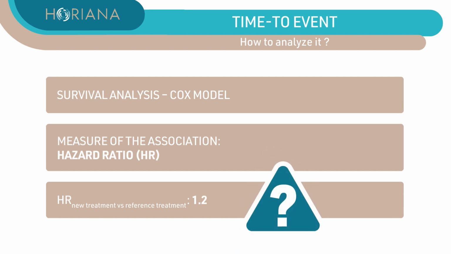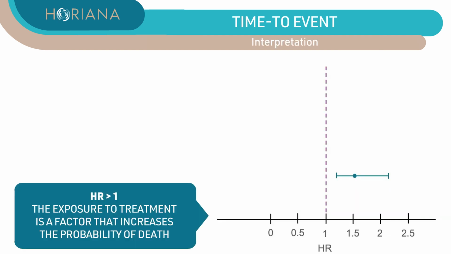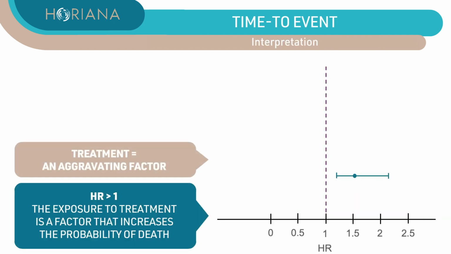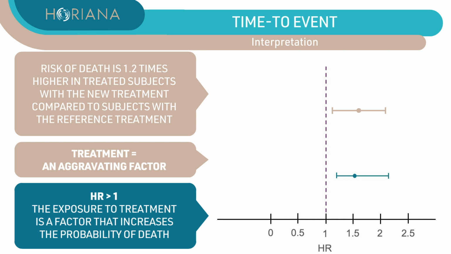Whether it's a hazard ratio or an odds ratio, the interpretation is the same. We see that the hazard ratio is greater than 1. The new treatment will be a risk factor for death. Its interpretation is as follows. The instantaneous risk of dying is about 1.2 times higher in subjects treated with the new treatment than in subjects treated with the reference treatment.